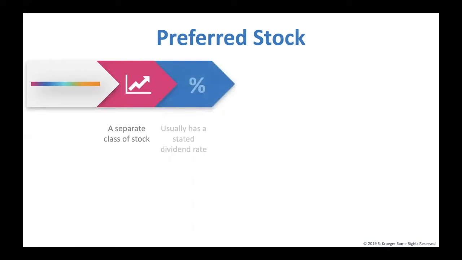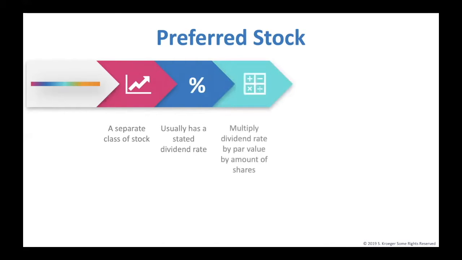It usually has a par value, but it's usually sold different from the par value, just like common stock. The dividend rate is usually stated, whereas with common stock, the dividend yield fluctuates each quarter depending on the company earnings. To determine the dividend amount, you need to multiply the dividend rate by the par value by the number of shares. Preferred stock usually does not have voting rights.